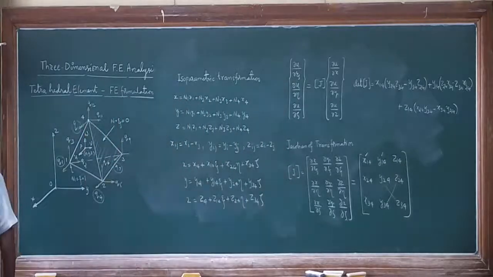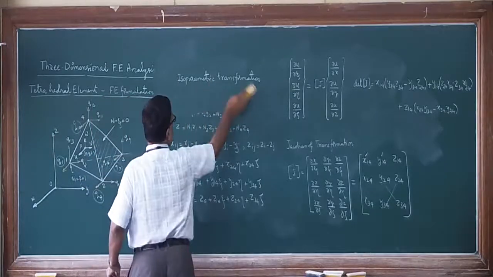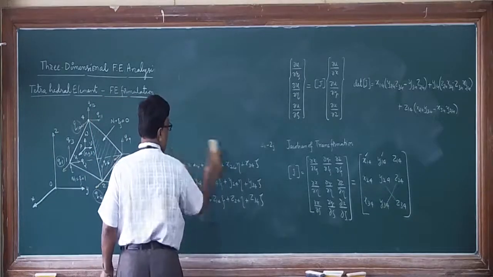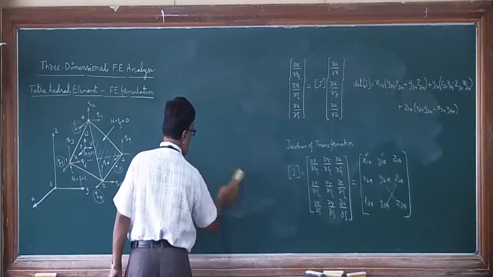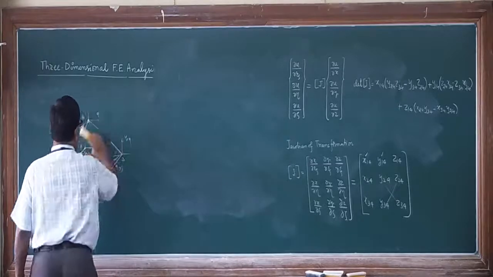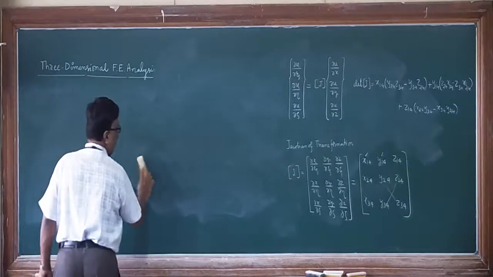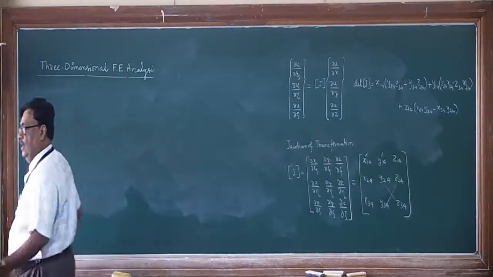You already know that in 2D, to find the area of the triangle, we used to take half of the determinant of J. But in this case, since three-dimensional analysis is involved, the volume is involved. So here we need to find the volume of the element, not the area of the element. We'll just quickly note that.